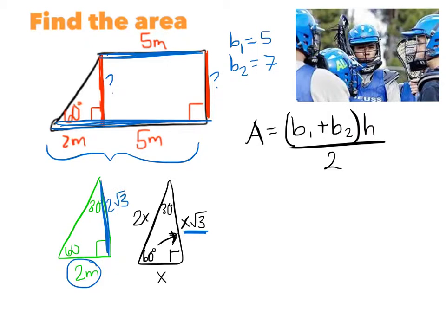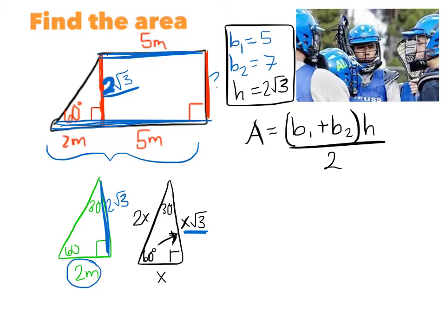So what I'm going to go ahead and do is erase my question mark because I know it now. Without doing really any calculations, I know that the height is 2 square root 3. There we go. Okay, now we're just going to plug those values in. So I'll just go ahead and write my height is 2 square root 3. With these 3 values, I should be able to find my area.